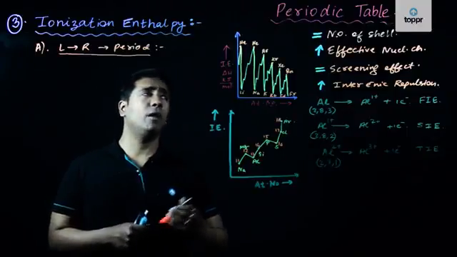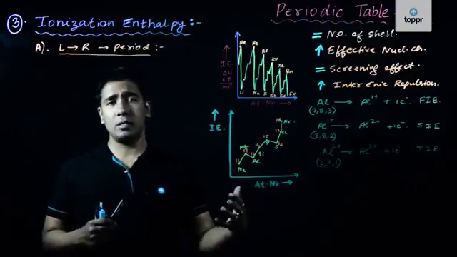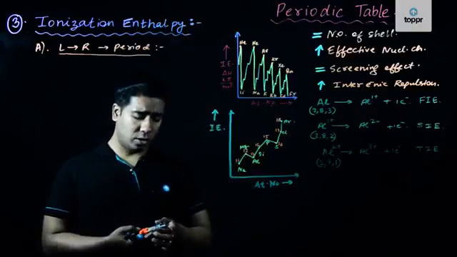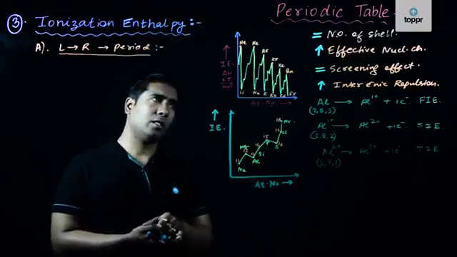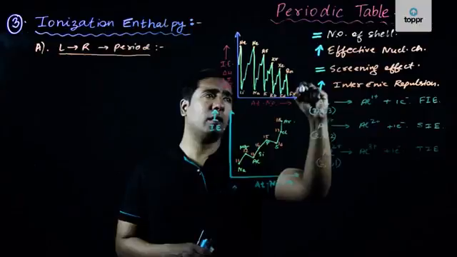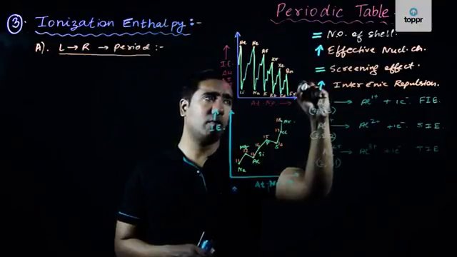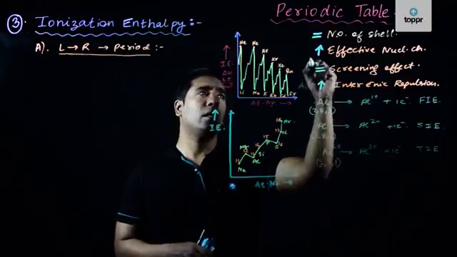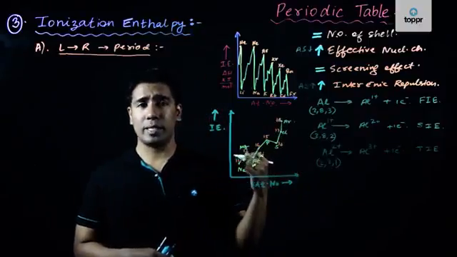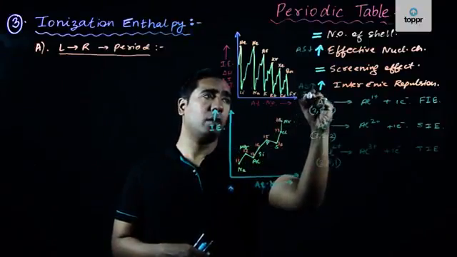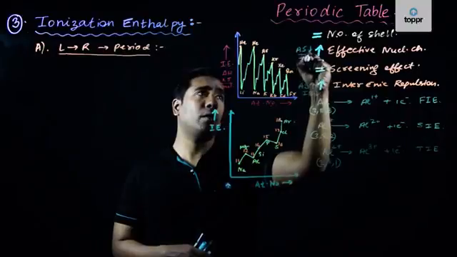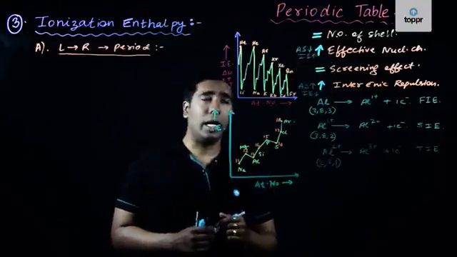Again, the counter factor will be the interelectronic repulsion. As the number of electrons increases, because of the interelectronic repulsion, the atomic size will increase, if we consider the interelectronic repulsion factor. So let us write down the net effect of all of them. The net effect in the case of interelectronic repulsion will be that the atomic size should increase. Here the net effect should be that the atomic size should decrease. And we know that as atomic size increases, the ionization enthalpy decreases, and as atomic size decreases, the ionization enthalpy value increases.